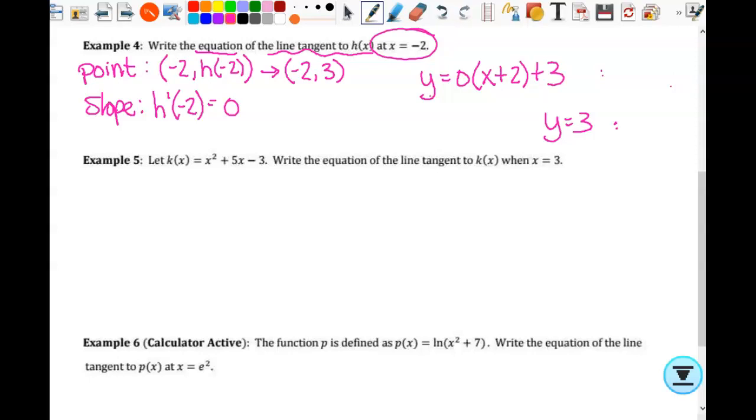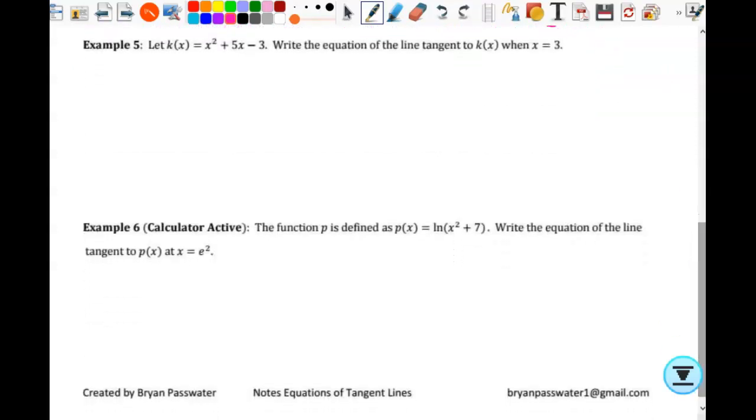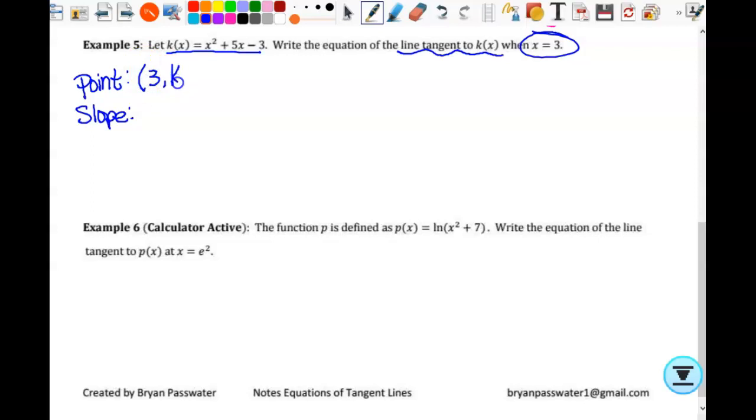What else we got? Anything else? All right, so let's look at example 5. So example 5, we're not using that table anymore. They give us k of x. We want to write the equation of the line tangent to k of x at x equals 3. So that triggers me writing point and slope and finding those two things before I do anything else. So my point is going to be 3, k of 3. My slope will be k prime of 3. We all agree with that?